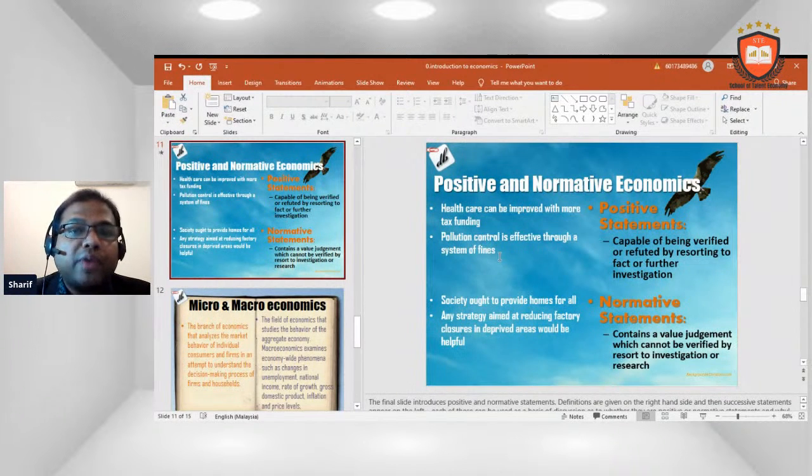Society ought to provide homes for all. Any strategies aimed at reducing factory closure in deprived areas would be helpful. A positive statement is capable of being verified or refuted by resorting to fact or further investigation. A normative statement contains a value judgment which cannot be verified by investigation or research.